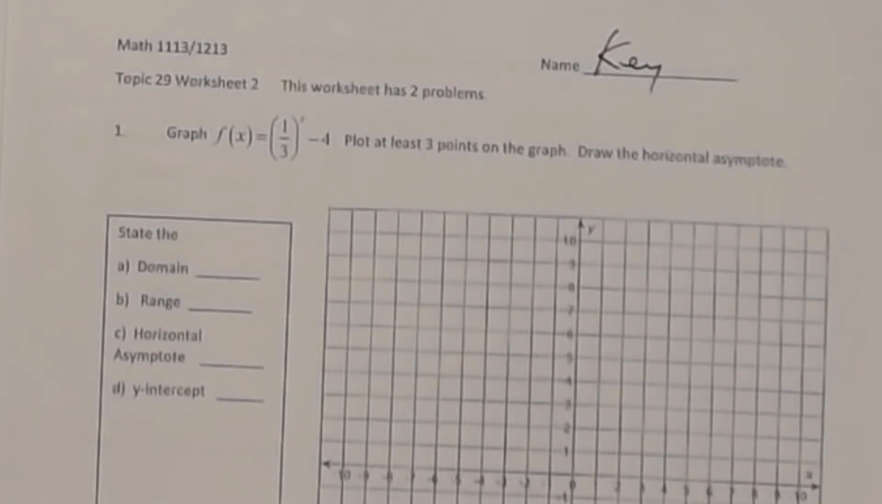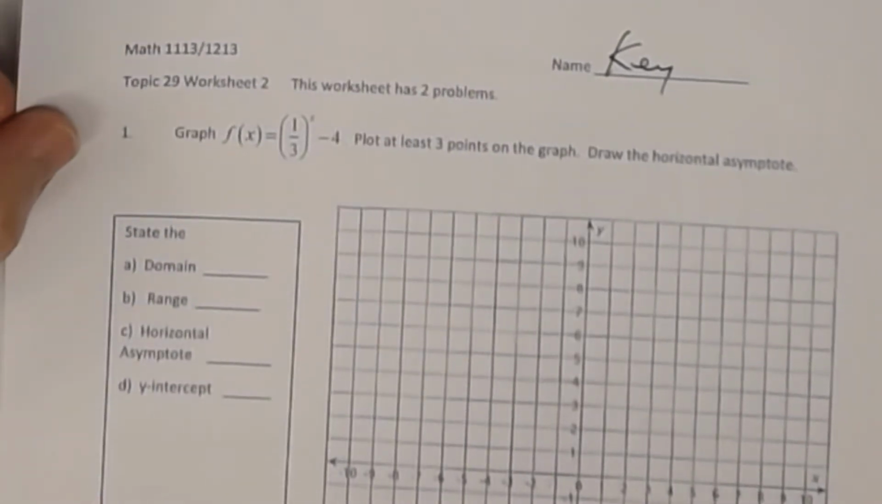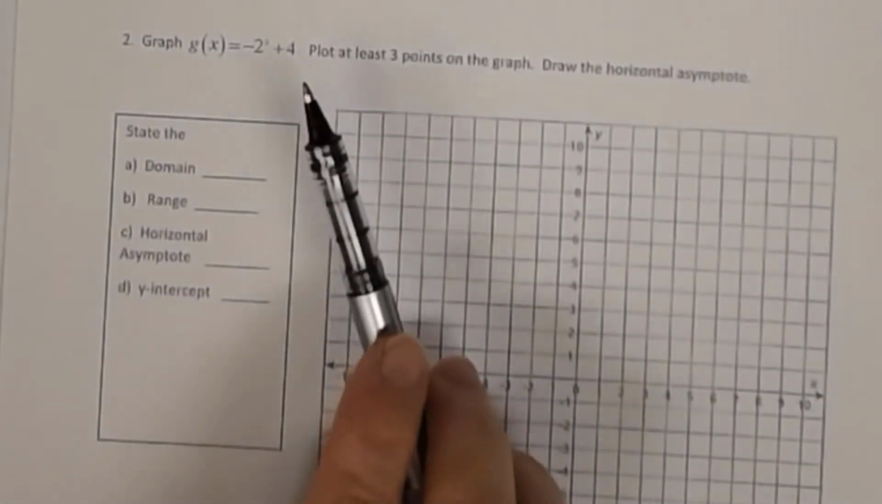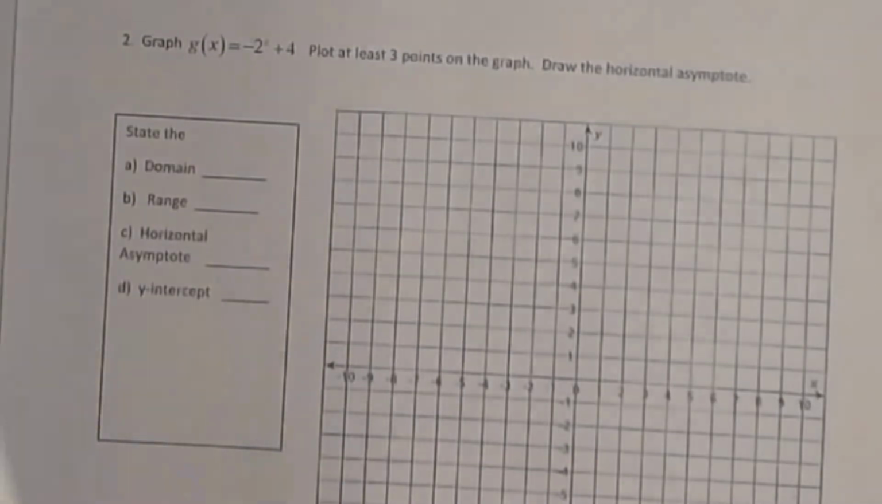This is a key to topic 29, worksheet 2. On worksheet 2, you want to graph these exponential functions, and there are two of them. Number one is 1/3, where the base is 1/3 raised to the x power minus 4. And the second function is where you have the negative and then 2 to the x plus 4. So let's look at number one.